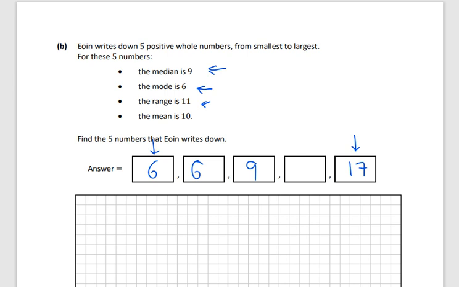If we add all the numbers together and divide by 5, that will give us the mean. So all of the numbers will have to add up to 50. If all the numbers add up to 50, then because there are 5 of them, if I divide that by 5, it gives me 10. So we just have to make sure that this number is something that will make them all add up to 50. So 6 and 6 is 12, and 9 is 21, and 17 is 38. So if this one is 12, now they all add up to 50. And then when you divide them by 5, that gives you 10 as the mean.